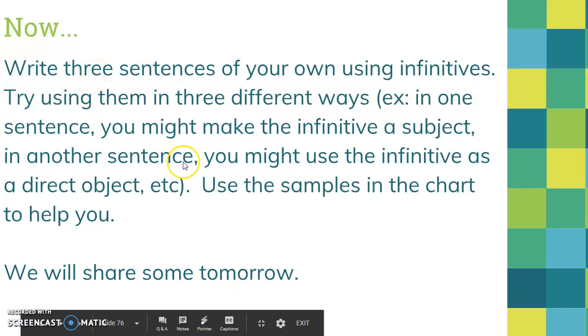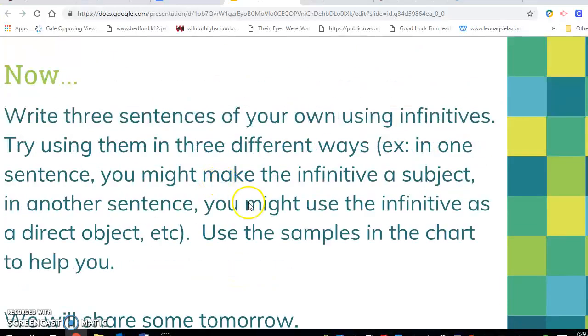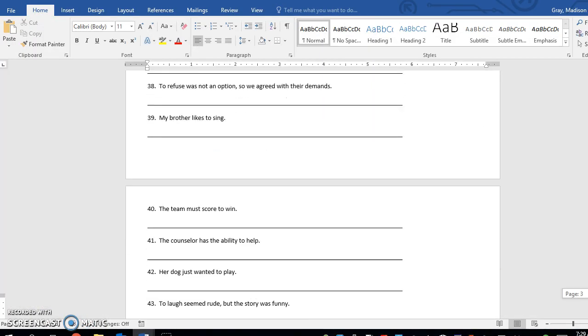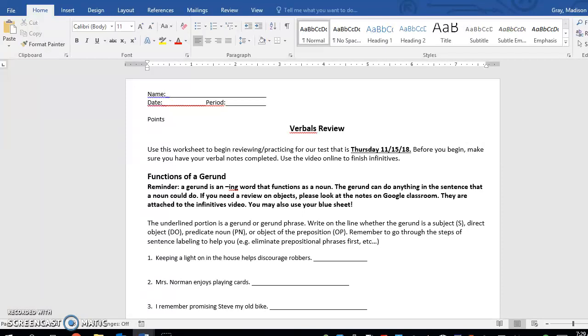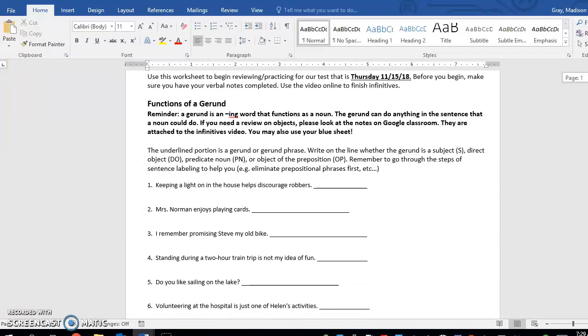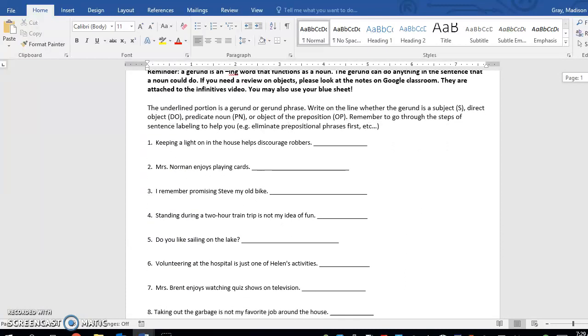Once you finish this part, now it's time for your worksheet. So I've given you this assignment. It's verbals review. It starts with gerunds, so it's going to go through your whole notes. So you have a gerund section here where you will identify the gerund. Remember, they always end in ing. Or the gerund phrase, keeping a light on in the house is a gerund phrase here.